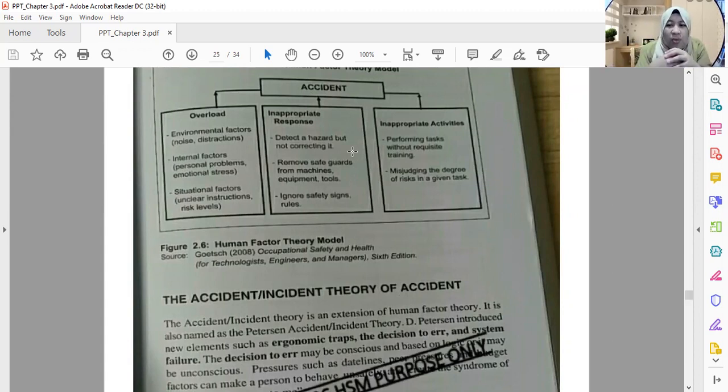Inappropriate activity: performing tasks without the requisite training. So you just go with the flow but you have not attended any training. Actually it's quite risky because you have not been trained to perform the job well. And then misjudging the degree of risk in a given task. When you misjudge, no one clarifies what the real fact is, so there will be miscommunication, and that would lead to risk.